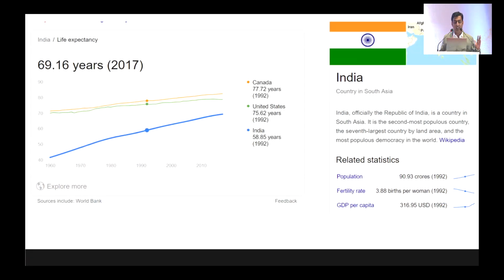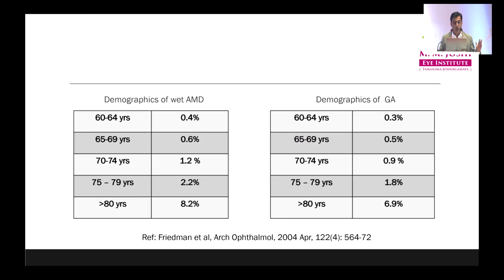Now, let's look at this slide. Why am I putting this? What is the lifespan of the people in India? Say around 69 or 70 years. Now, look at the demographics of wet AMD. When does it happen? Up to 75 to 80, it is reported as 2.2%, and more than 80, it is 8.2%. Let's look at the demographic of geographical atrophy. 75 to 80 is just 1.8%. More than 80 is 7%.